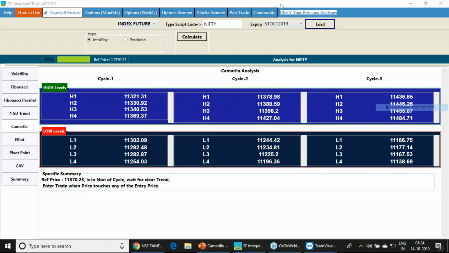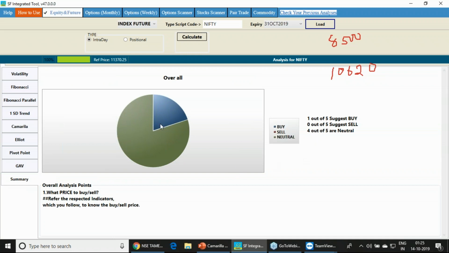So this is the difference between the paid tool and the free tool. This paid tool costs 8,500 plus tax, 10,620 including tax. It is not only having the Camarilla, it has all other features. And this also gives you one summary tab. So you have volatility, Fibonacci, 1 standard deviation, Gann angle volatility, pivot. If you go to the summary tab, it tells how many suggestions are coming in favor of buy, how many are neutral, and how many are sell. Based on that also you can take a call on this.